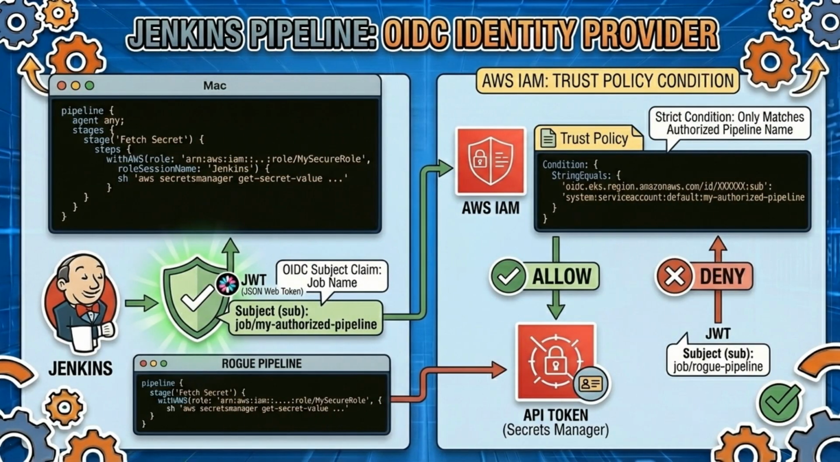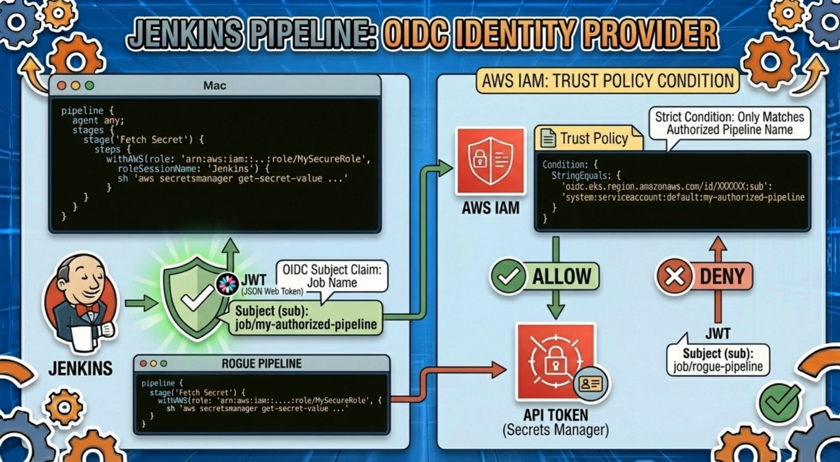To achieve this architect-level isolation, we rely on OIDC subject claims within our AWS IAM Trust policy. First, we configure Jenkins to act as an OIDC identity provider. When your pipeline requests to assume the AWS IAM role, Jenkins generates a JSON Web Token. Inside this token, Jenkins embeds metadata about the build, including a claim called subject, which contains the exact Jenkins job name. Over in AWS, we modify the trust policy of the IAM role.